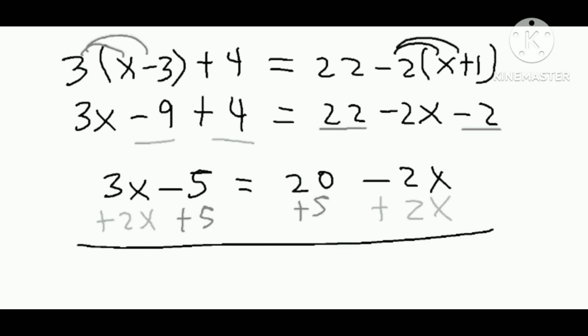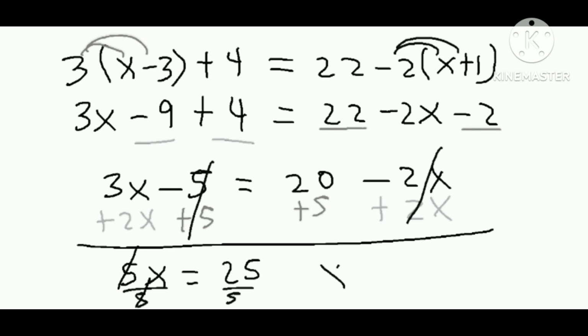So we can cancel the 2x's on the right side and the 5's on the left. 3x plus 2x is 5x, and 20 plus 5 is 25. Now the last thing we need to do is divide both sides by 5. The 5's will cancel on the left. 25 divided by 5 is 5. So this is the value of x. That's how you can solve this particular problem.